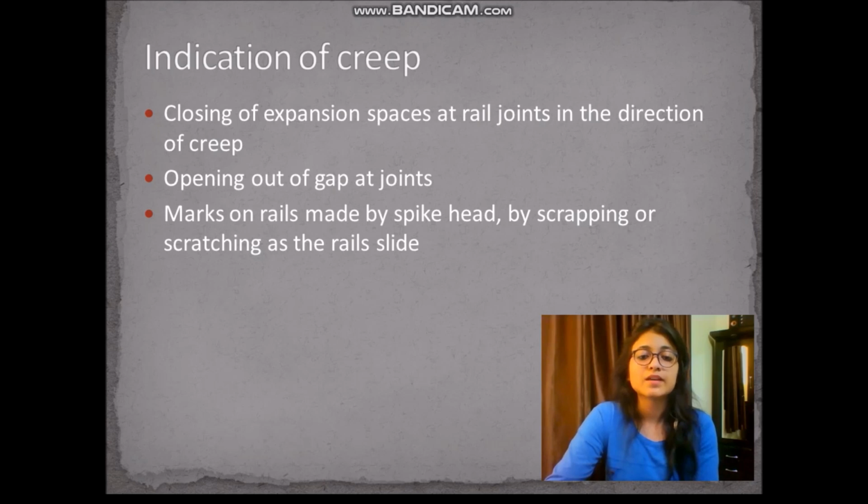Next, marks on rails made by spike heads, by scraping or scratching of the rail side. The fastenings and fittings we have used to keep the rail attached to the sleepers, because the rail has moved forward or backward, those fastenings and things we have put at the joints will make scratches on the rail. Since the rail has moved forward or backward, those connections, those spike heads, might make some scratch marks. From that we will know that creep has occurred. So these are the indications of creep: either opening or closing of the expansion spaces, or scratching marks on the rail where the joints are provided.